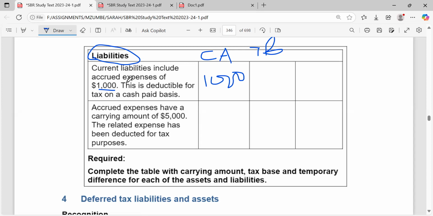This is deductible for tax purpose on a cash paid basis, right? So since nothing has been paid, then we cannot record the expenses. And since we cannot record the expenses, it means we cannot complete the double entry. So you don't record the expense, you also don't record the liability, right? So the liability should also not be recorded, and so you should have a liability of 0, right?